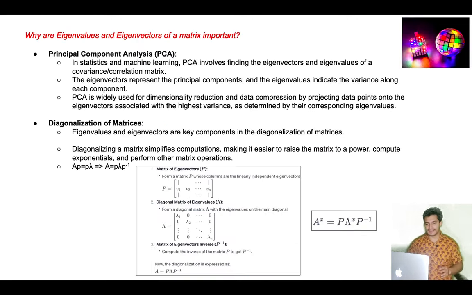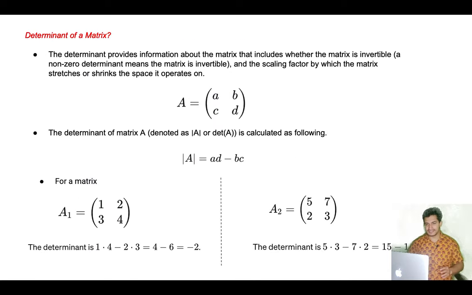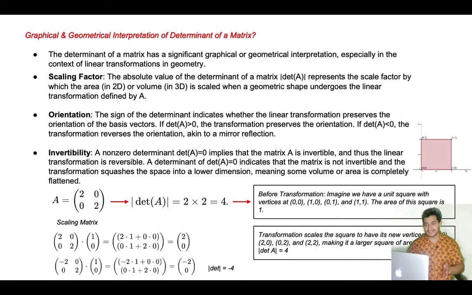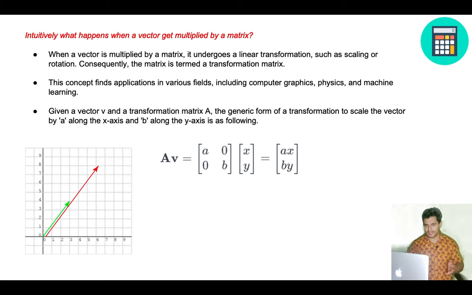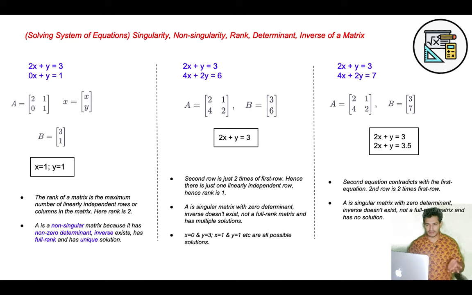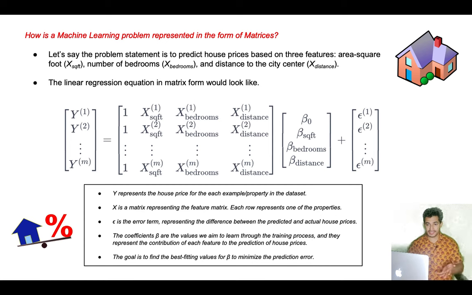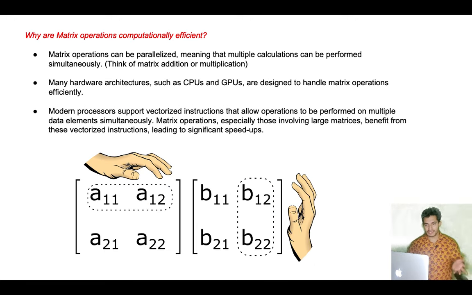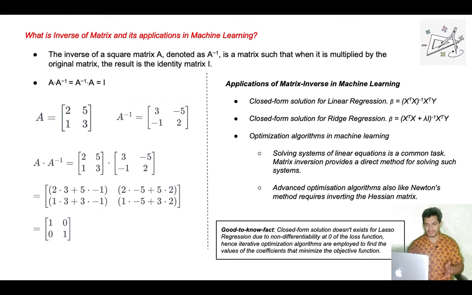So till now we looked at a lot of concepts of matrix: basically what is a matrix, rank of a matrix, determinant of a matrix, what is the significance or meaning of the determinant and how it's calculated, and what happens when a vector gets multiplied by a matrix, it can either get scaled or transformed, rotated. We also looked at when a solution exists for a set of equations, singularity, non-singularity, rank, determinant, inverse of a matrix, why matrices are important, how in machine learning we can represent the problem formulation in form of matrices, why matrix operations are computationally efficient, and how CPUs and GPUs are designed for these types of calculations.